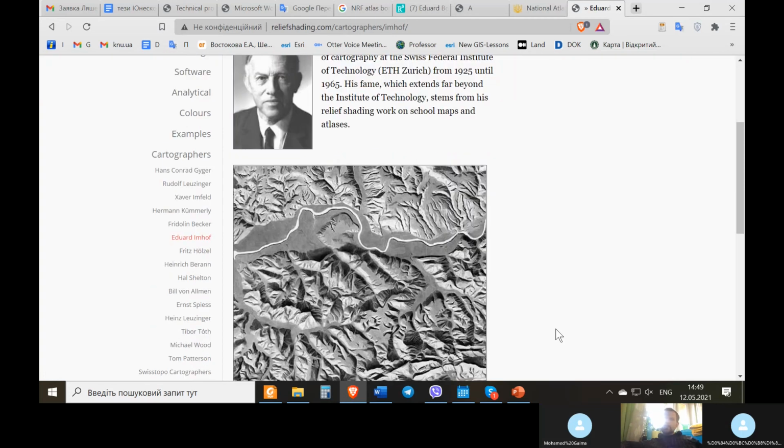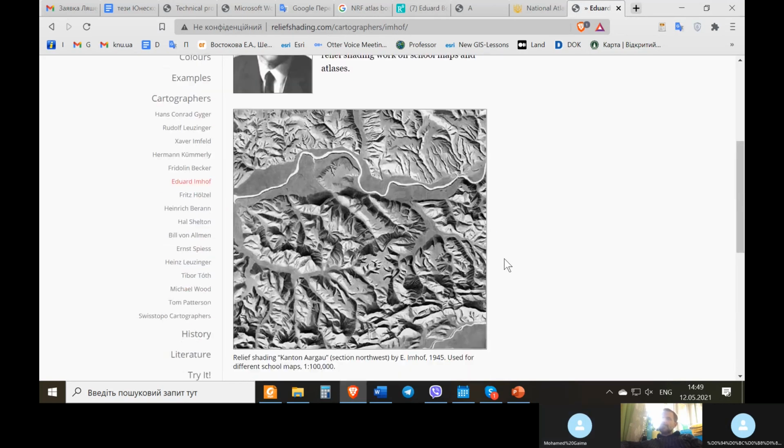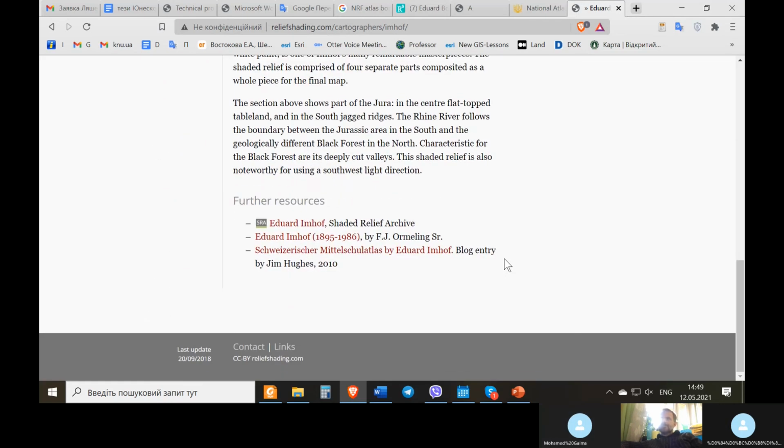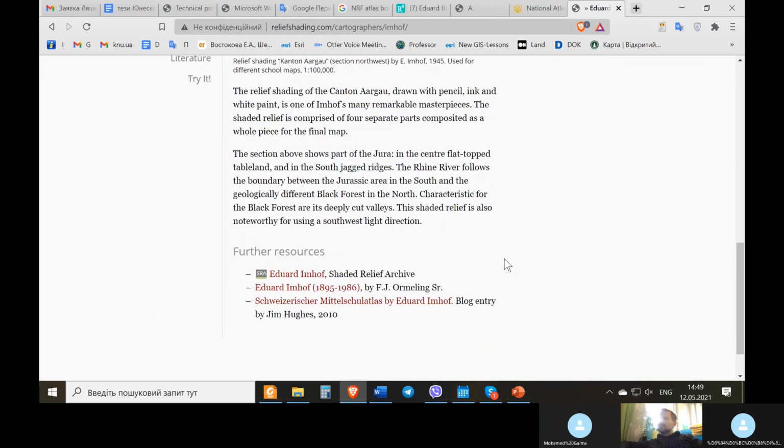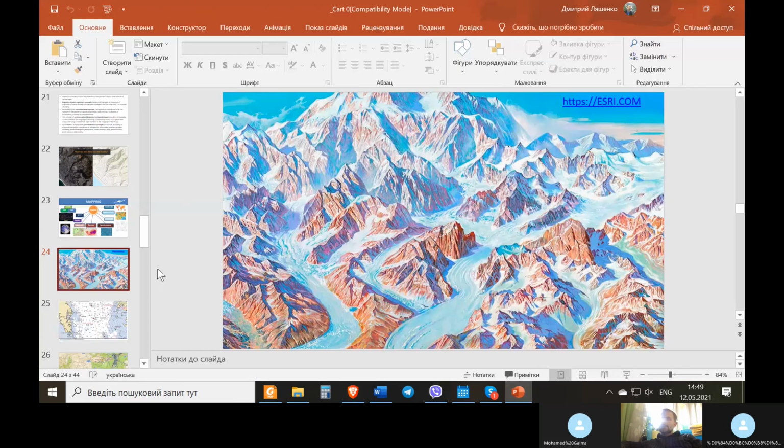You probably know that Switzerland is a country in the middle of Europe, and almost all the territory of the country is covered by mountains. It's huge, beautiful mountains, and so you can read and see examples of these really beautiful maps that represent all the peculiarities and all the features in a very, very beautiful way.